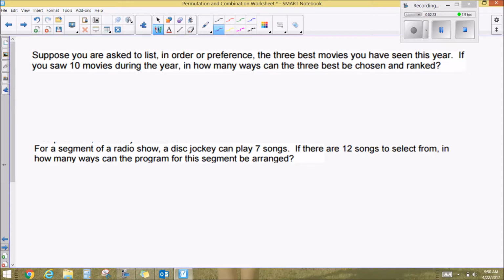Excuse me. So here are a couple of examples where the phrasing actually uses the word order. It says, in order of preference, we're going to pick the 3 best movies you've seen this year. Or in the second example, the DJ can play 7 songs, and it says, how many ways can the program be arranged? We're going to take a selection of those. Arranged indicates order. It might say in order of preference. Here are 2 examples where order matters, and both of these would be permutations.